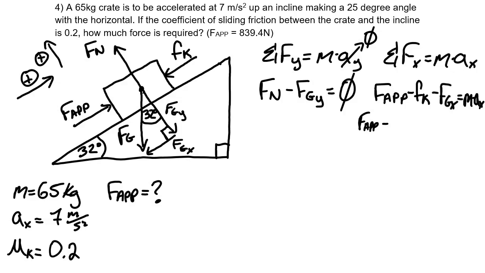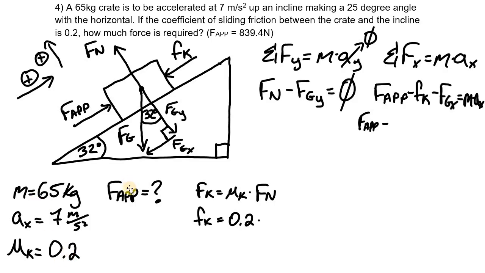Are we given that? No, we don't have our Fk. But we do have our mu k. All right, and we know that Fk, I'm just going to write this over here. We know that Fk is equal to mu k times Fn. So Fk is equal to mu k, which is 0.2, times our Fn.